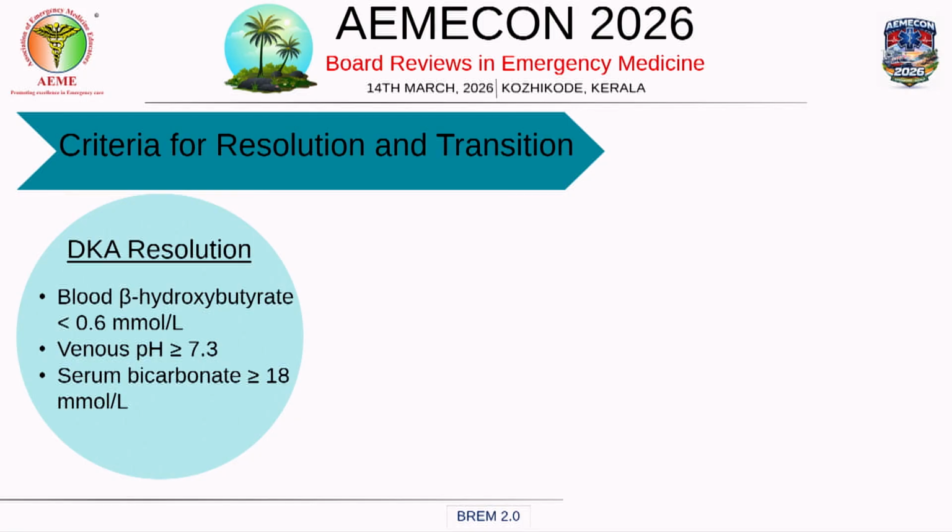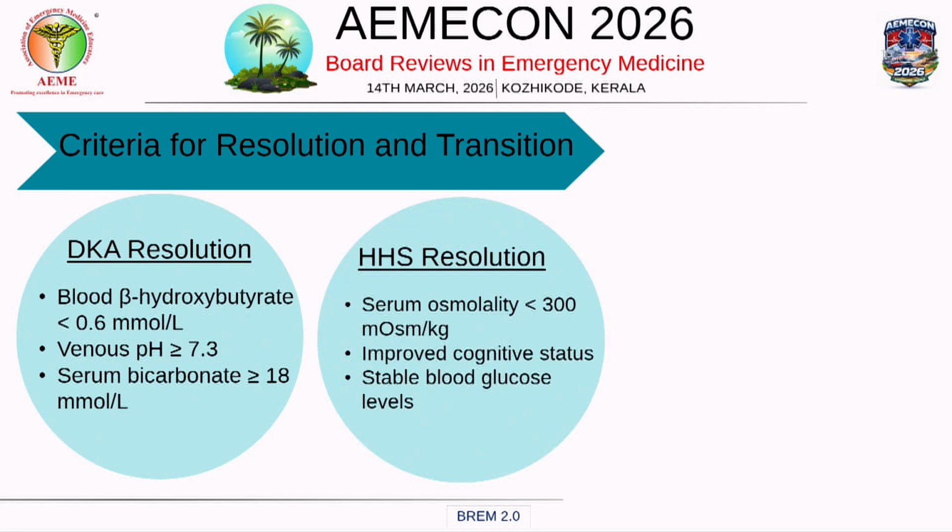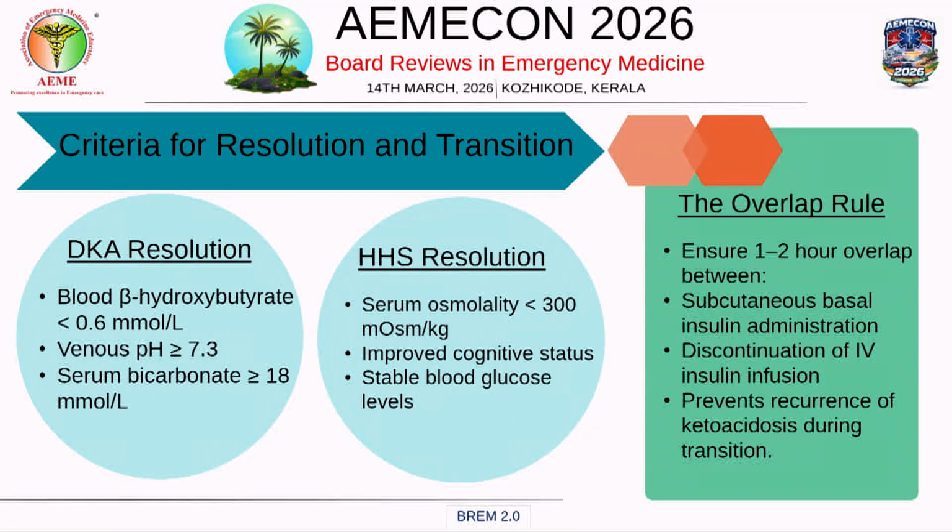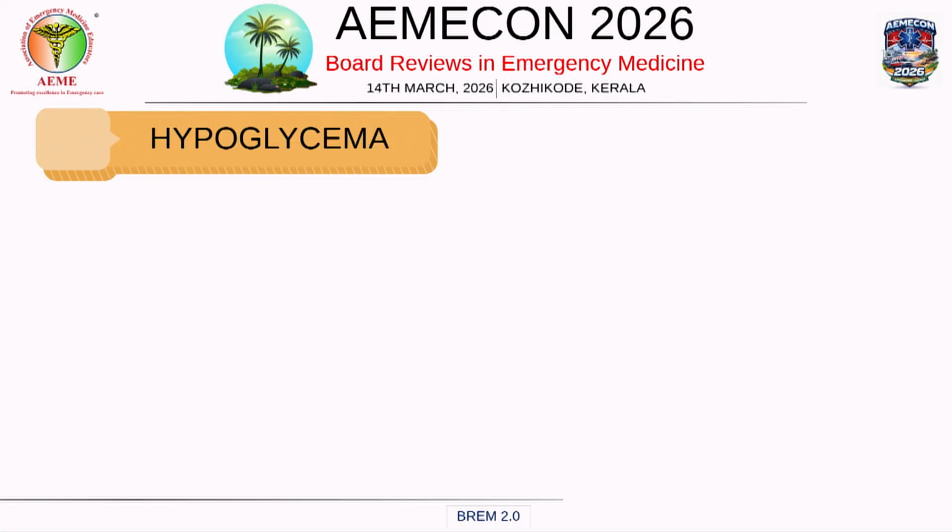Criteria for resolution: DKA, we tell that it is resolved if the beta hydroxybutyrate value is less than 0.6, venous pH is more than 7.3, and the bicarbonate value is more than 18. HHS: serum osmolarity has fallen to less than 300, the cognitive status has improved and the stable blood glucose levels have been achieved. Overlap, as we know, around 1 to 2 hour overlap should be there between the subcutaneous regimen and the discontinuation of the IV regimen that is going on. So that was one end of the spectrum.